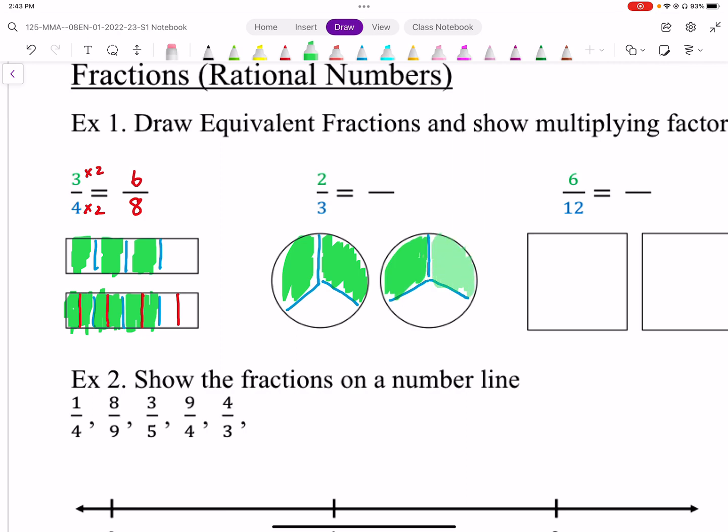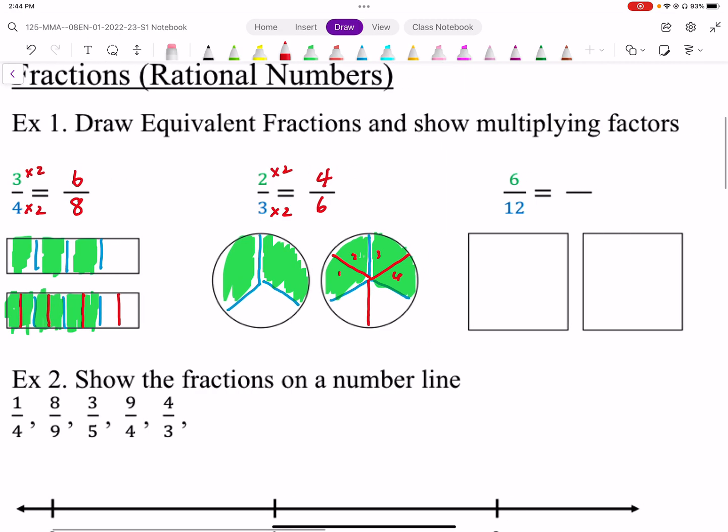So I still need the exact same area shaded because I want the equivalent fraction. I'm going to times by 2 here, times by 2 here. So I get 4 out of 6. To show that, I'm just going to divide all these parts into 1/6 fractions. So there's my 4 parts, 1, 2, 3, 4 out of 6, and I've drawn my equivalent fraction and shown my multiplying factor.